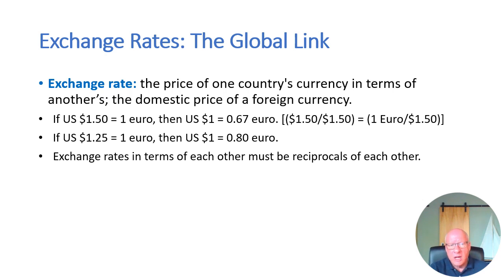Remember, $1.50 buys 1 euro. Now all it takes is $1.25 to buy 1 euro. Obviously the dollar got stronger because it takes fewer of them to buy the same number of euros. So in the second example, $1.25 equals 1 euro means the US dollar has strengthened, or you could say the euro has weakened. Either way is correct.